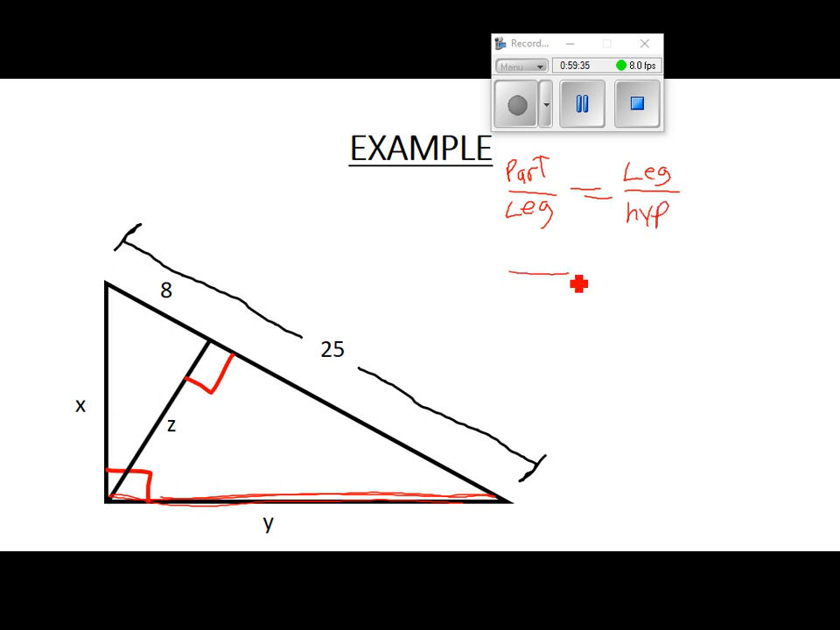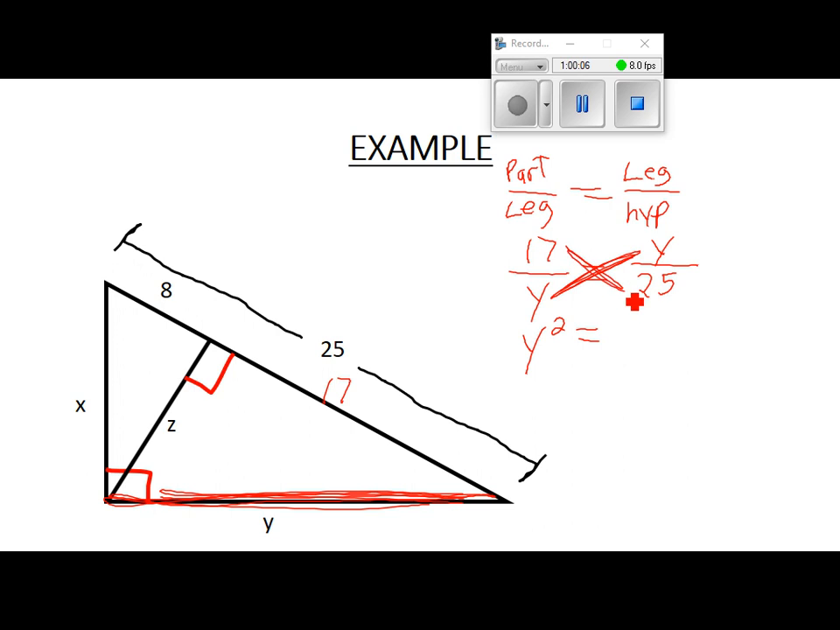Do we know the part that's hooked to the leg that we're dealing with? 17, is that right? How do you come up with 17? All right, so 25 minus 8 gave you 17. So that part is 17. Do we know the leg? No, so that's just Y. What goes in this top part over here? Y. Y again, over 25, over the whole hypotenuse, which is 25. That'd be Y squared. Now we cross multiply. Y times Y is Y squared.